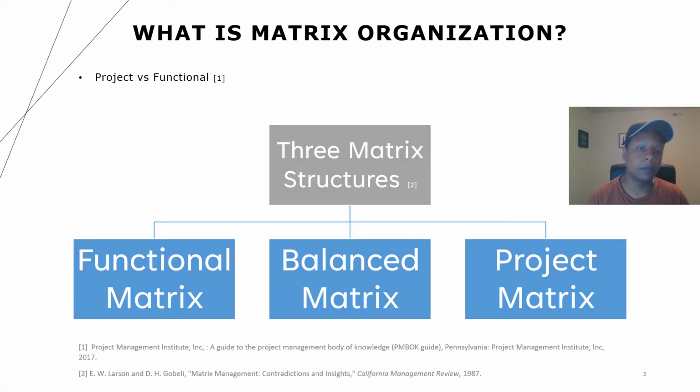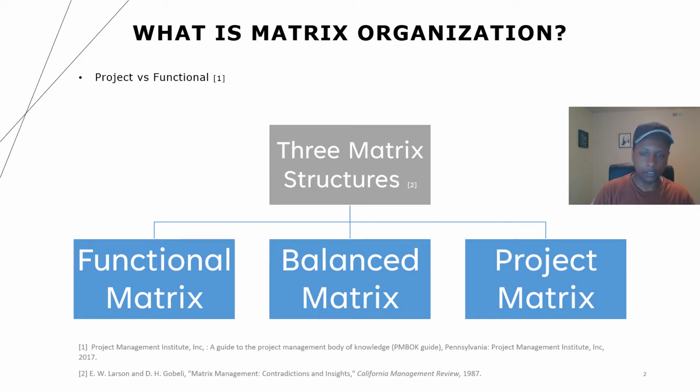First of all, what's matrix organization? According to the Guide to the Project Management Body of Knowledge, matrix organization is any organizational structure in which the project manager shares responsibility with the functional managers for assigning priorities and for directing the work of persons assigned to the project.